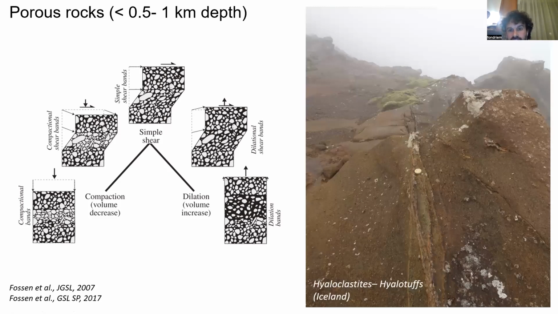These are the things that you will find in the field. So this is a system of deformation bands in Iceland, for example, produced probably tens of meters under the surface in yellow tuffs and yellow clastite, which are rocks which have porosity up to 50%, so very, very porous.